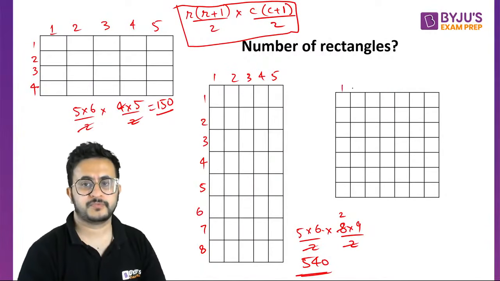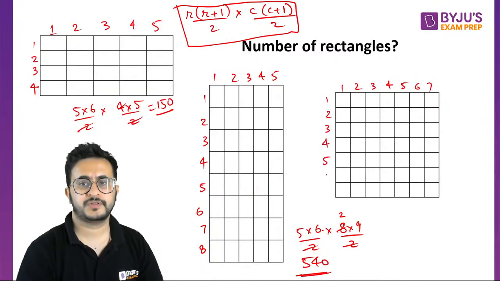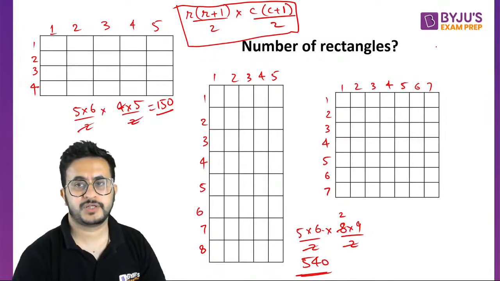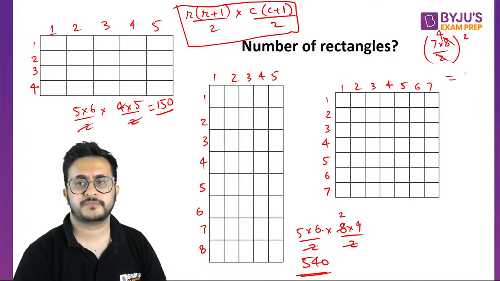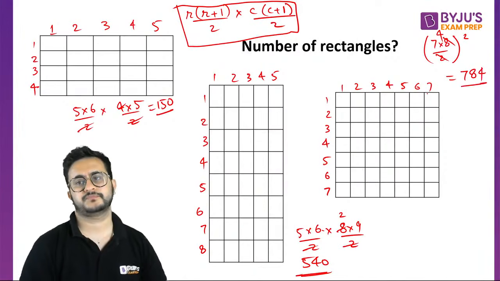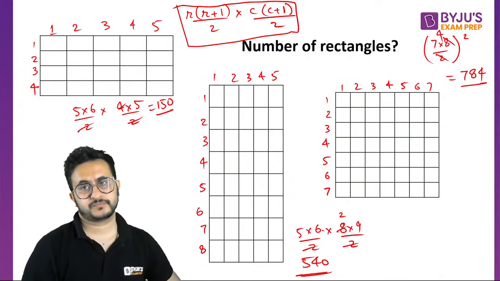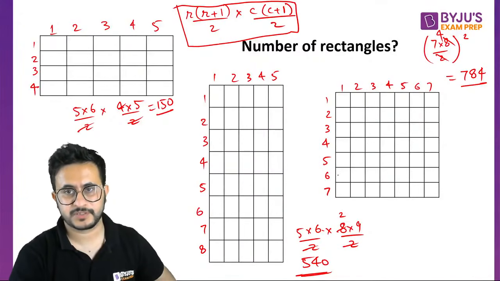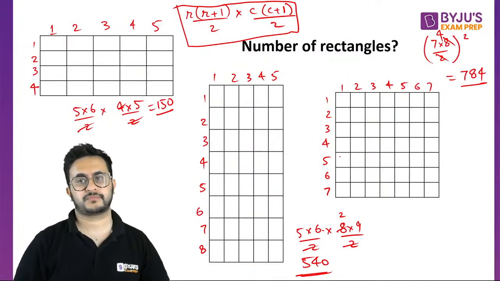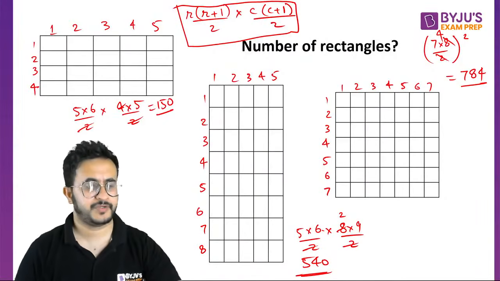And in this scenario, 1, 2, 3, 4, 5, 6, 7. It is 7 by 7, so you can say 7 into 8 by 2, that is 28, and 28 squared, that is 784. So that is the number of rectangles.